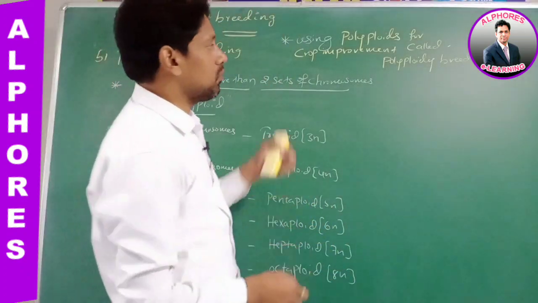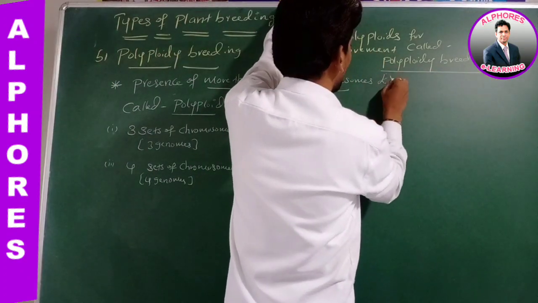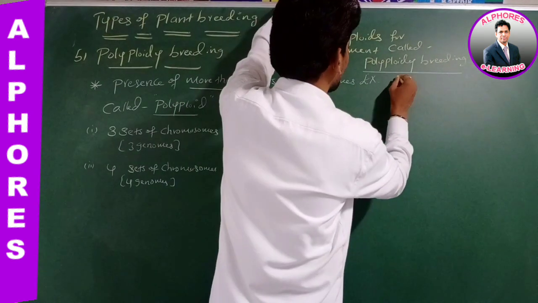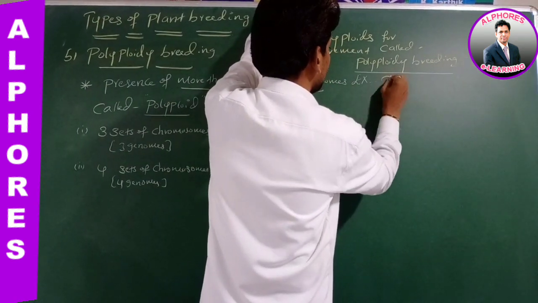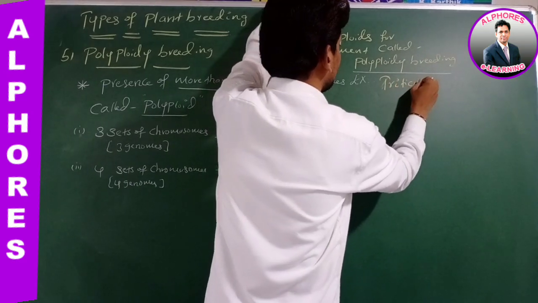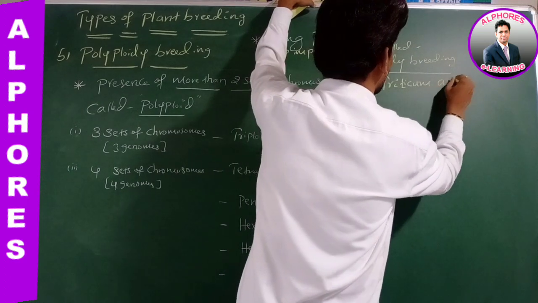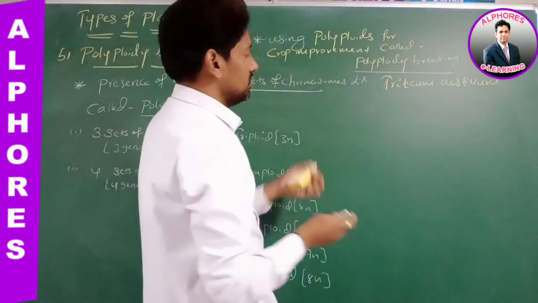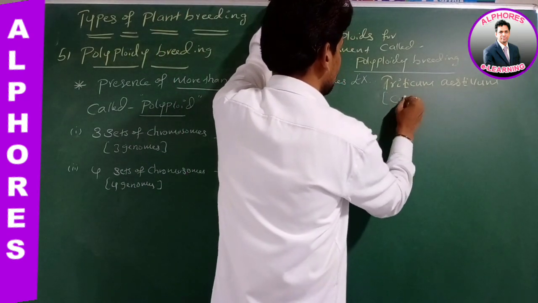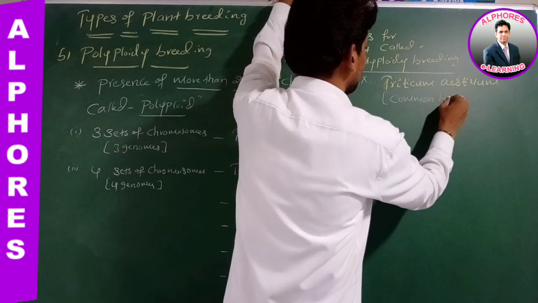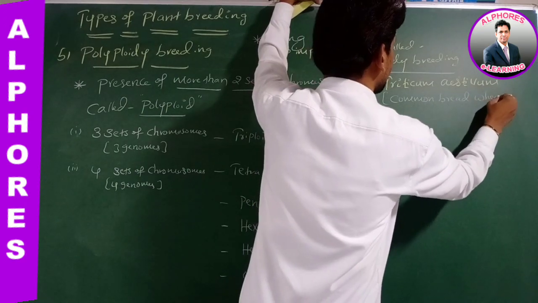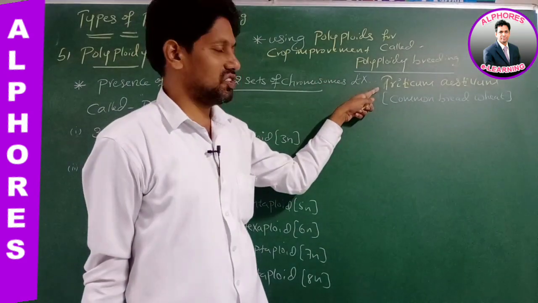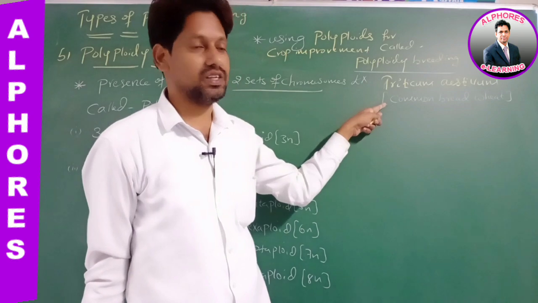What is the best example for polyploidy breeding? Common bread wheat, Triticum aestivum. This Triticum aestivum is a common bread wheat. Therefore, the best example of polyploidy breeding is Triticum aestivum, the common bread wheat.